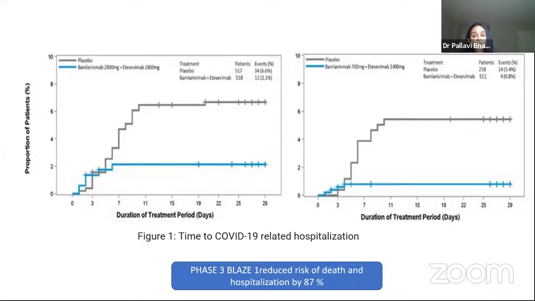And the effect was even more profound in actually the group which got the lower dose. So this comparison is of BMAB with 2800 milligrams combined with ETI 28 milligrams. So there was no advantage to using the higher dose combo for the Eli Lilly product. So that's why the dose which is approved for use and what we are using is 700 of BMAB with 1400 milligrams of ETSI.